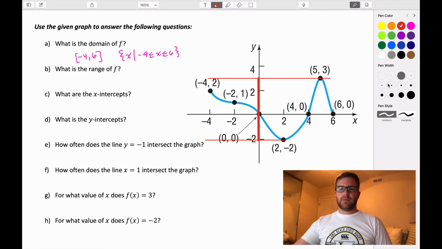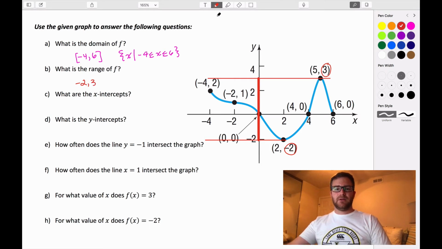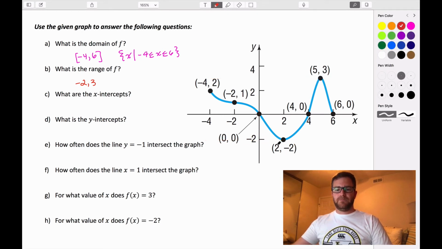So if we're talking about this in interval notation, it would be starting down here at -2 and working its way all the way up to 3. So from -2 all the way up to 3. And again, we have to consider the endpoints. So at those values, are they included in that interval? Well, here at -2, right, at (2, -2), it's a closed circle. And then here at (5, 3), it's also a closed circle.